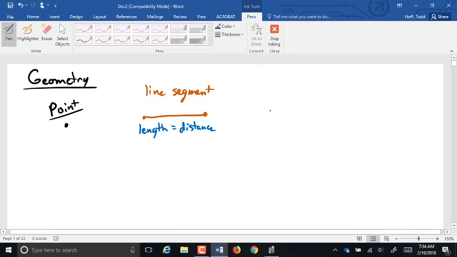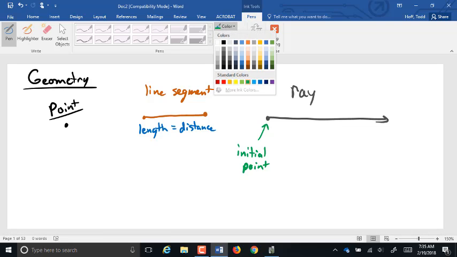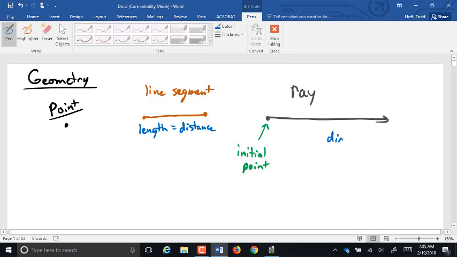If I take that point, I should say, and I go in a single direction and I keep going, I create a ray. A ray is completely defined by 2 things. The first is that starting point, often referred to as the initial point. The second is the direction. The direction is going to be a little bit more difficult to define.